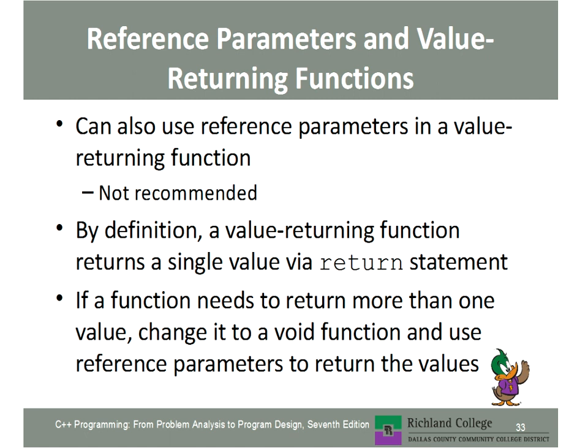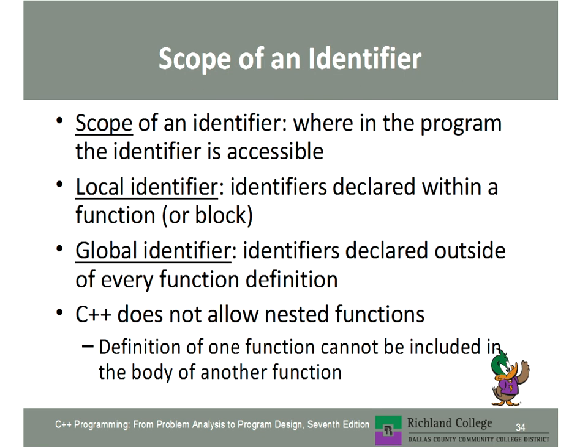So by definition, a value returning function returns a single value via the return statement. So don't mix the two. If you use the return statement, don't take the reference as parameters. So if a function needs to return more than one value, change it to a void function and use reference parameters to return the values.